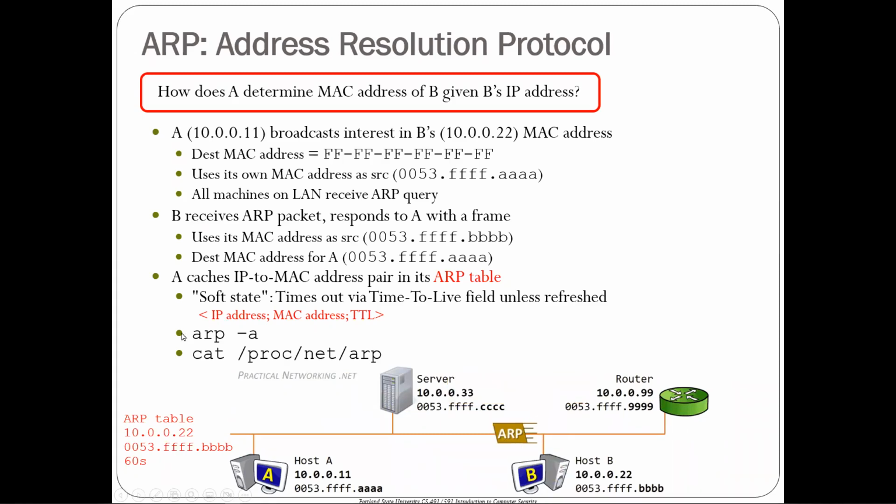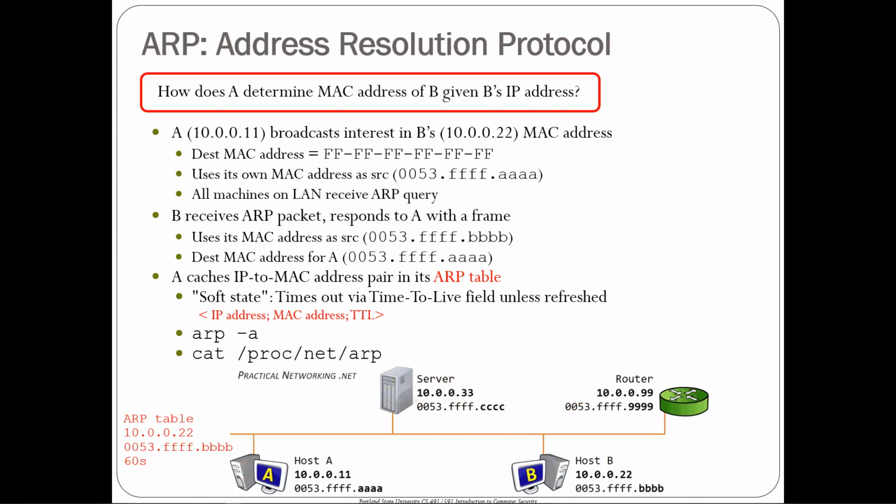Now, this ARP cache on Linux, you can get at it using arp -a in the command line, or you can go into the /proc file system, and /proc/net/arp is a machine-wide ARP table that also has it.